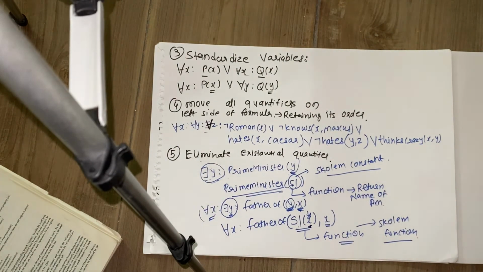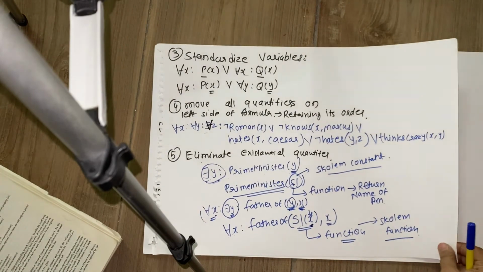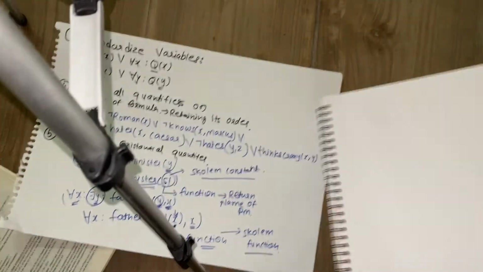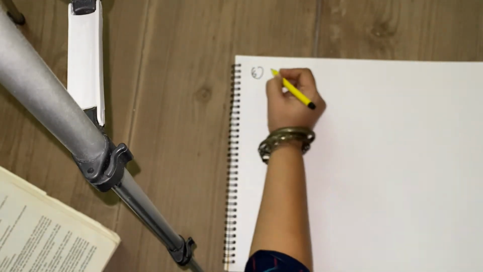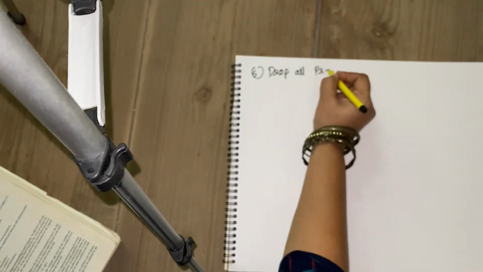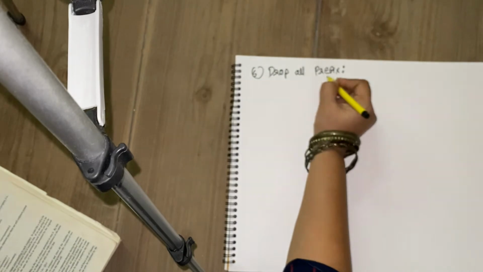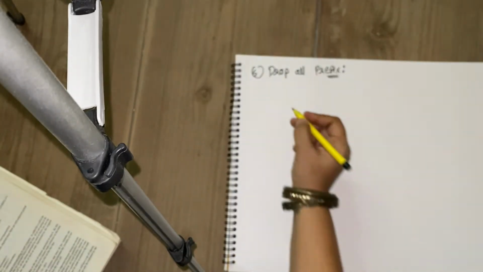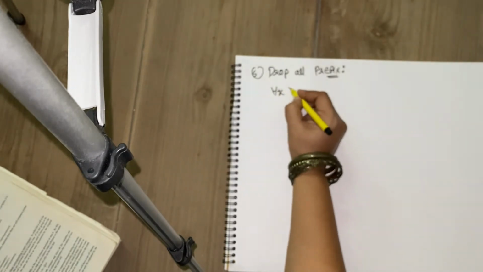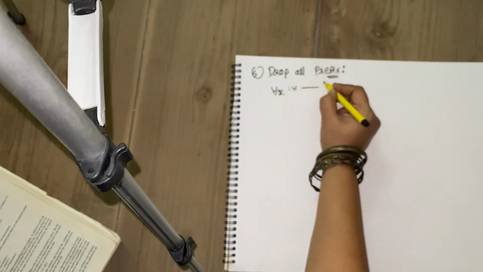Okay, now what we are going to discuss is the next step. Let us see it over here again. The next step, that is step number 6, is drop all the prefixes. By dropping all prefixes, we mean that all the quantifiers we have used, whether it is for all x, for all y, whatever, we have to drop them.